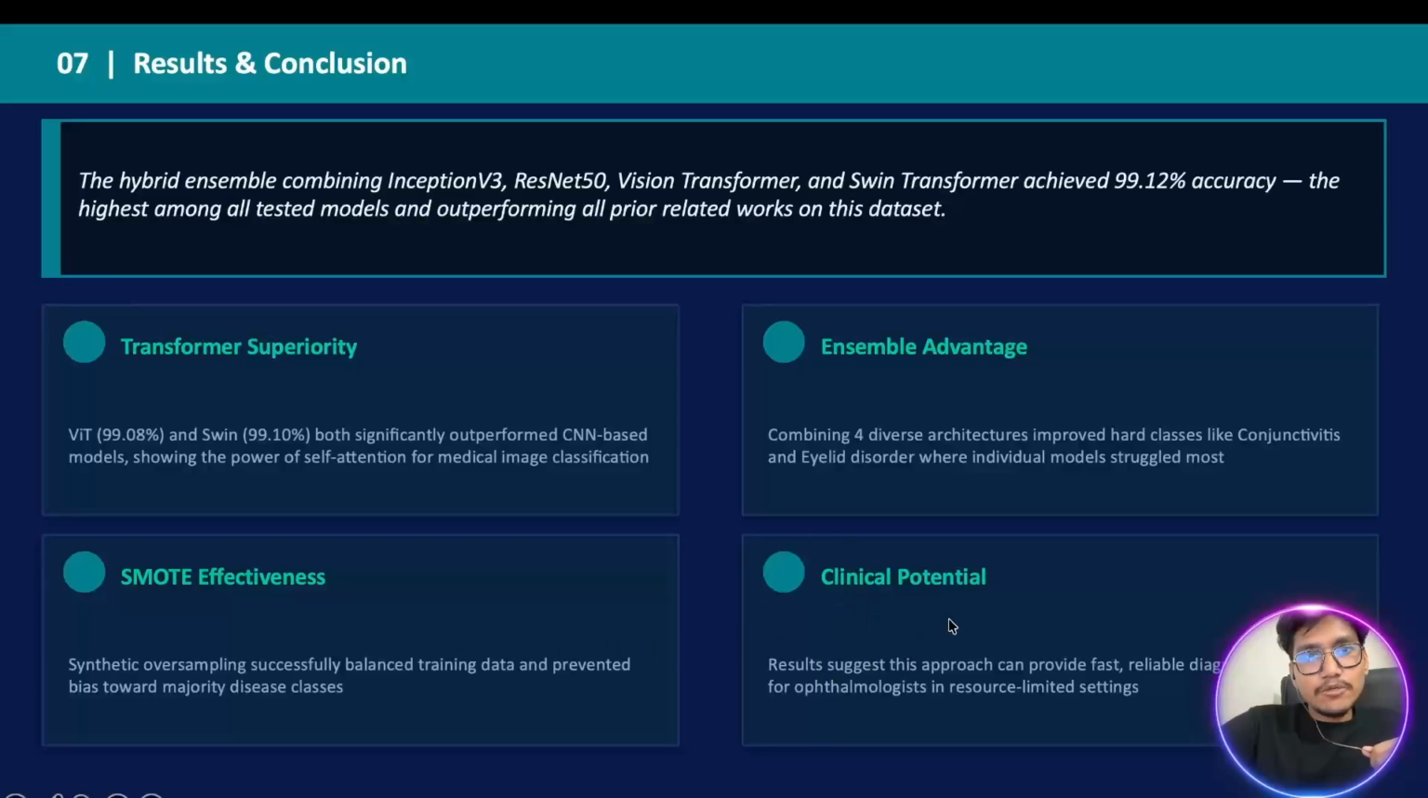And then clinical potential: a 99.12% accuracy AI system for diagnosing external eye disease could be transformative, especially in countries like Bangladesh, where specialist ophthalmologists are not evenly distributed across the country, and an AI scanning tool at a rural health clinic could catch serious conditions like uveitis before they cause permanent damage.